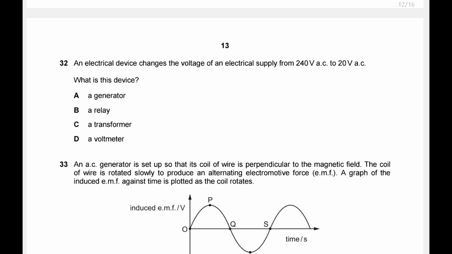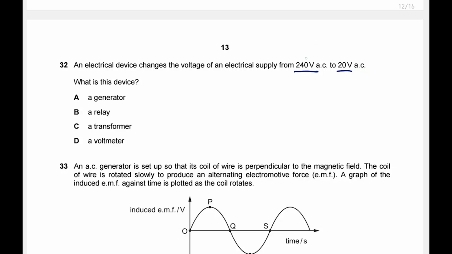32. An electrical device changes the voltage of an electrical supply from 240 volt AC to 20 volt AC. What is this device? As you can see, the voltage is decreased from 240 to 20. So it is a step-down transformer. Okay, so it's a transformer.